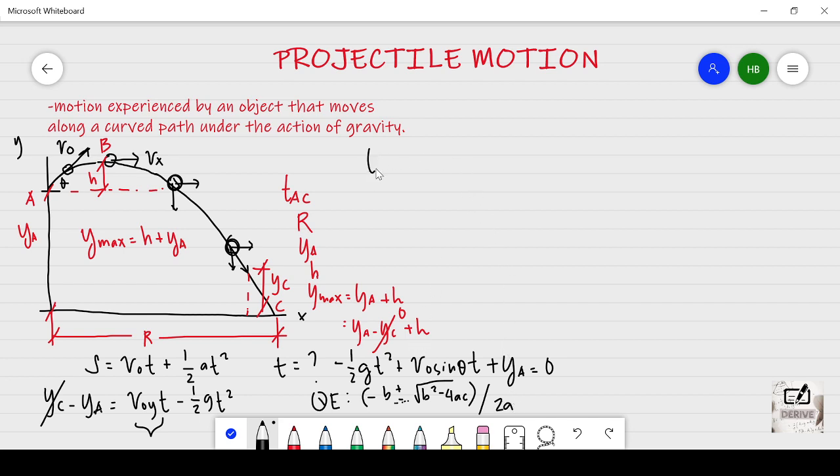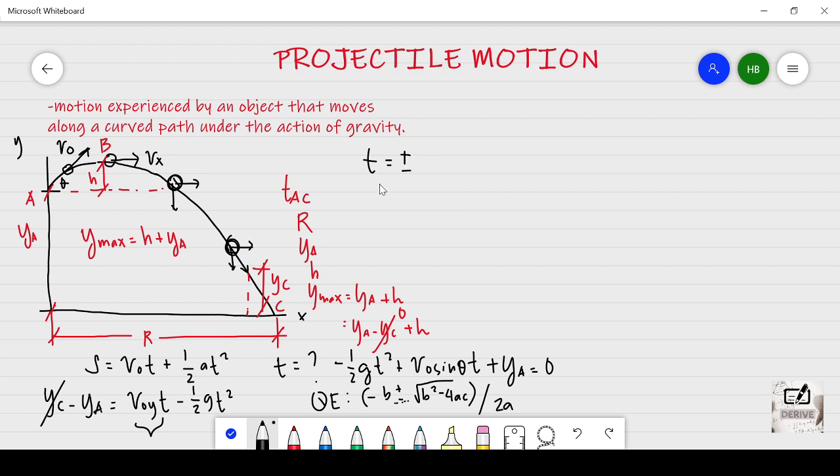What will happen is that your time will have 2 roots, or 2 solutions, a plus and a minus. You will get two different roots. So you will have a plus and a minus answer. Why is it plus and minus?